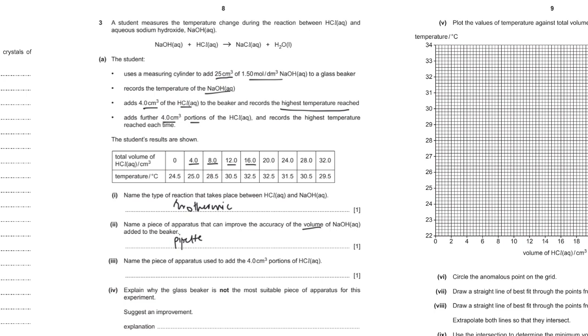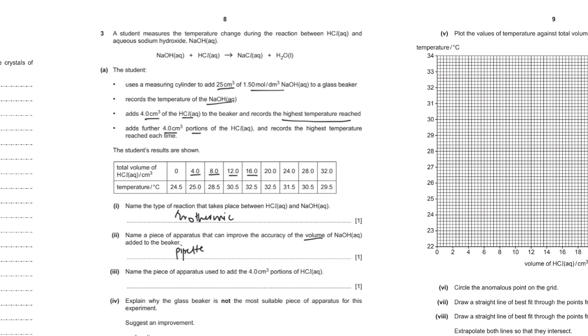Name the piece of apparatus used to add the 4 cm³ portions of HCl. This is most likely going to be a titration, right? Because you are reacting an alkali with an acid. Adding 4 cm³ of HCl is most likely done with a burette, because you already added sodium hydroxide to a glass beaker, and when you add HCl, you'll have to add it from a burette.